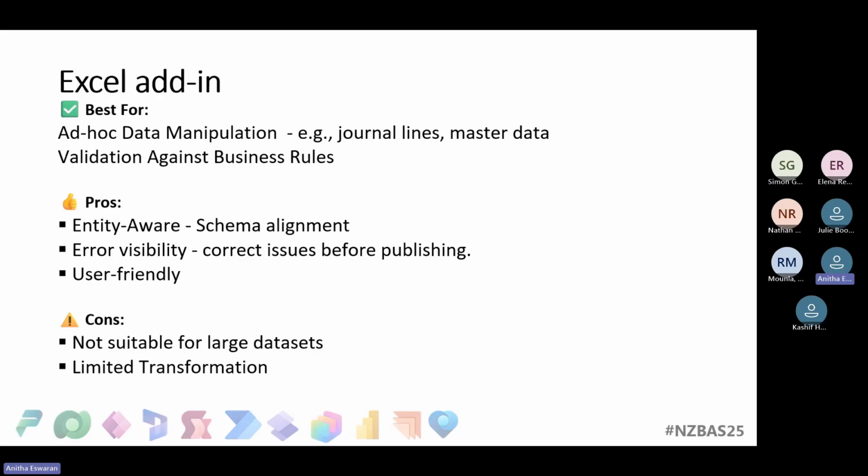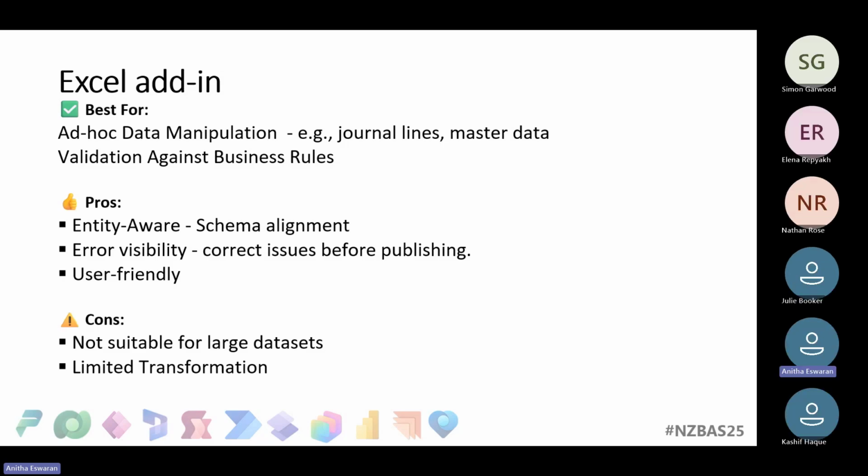So here the error visibility is easily seen by the user, because they can correct the issues before publishing itself. And also it is entity aware. Since, as I have already told you, these are all based on data entities, it ensures schema alignment and it also respects all the business rules. It is all on top of the standard rules. If you have any custom rules as per your business requirement, those will also be respected when you publish the data via the Excel add-in, thus making it user friendly.